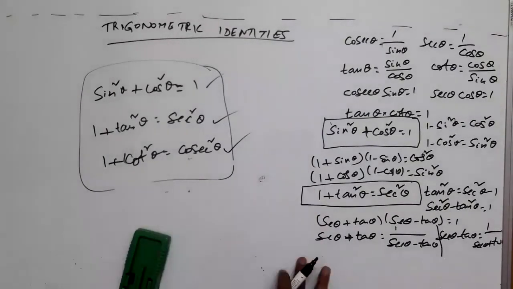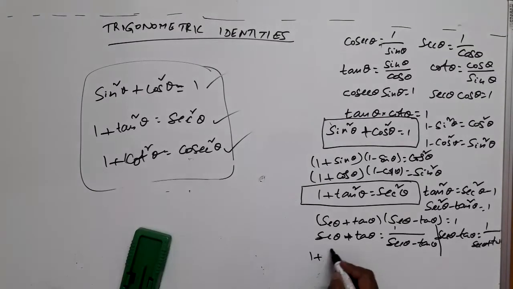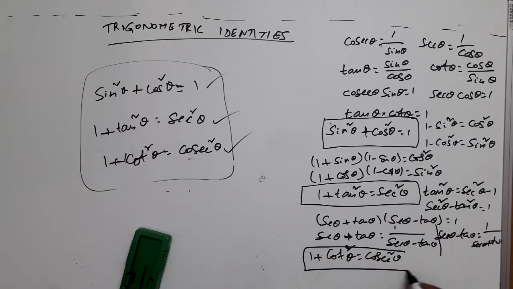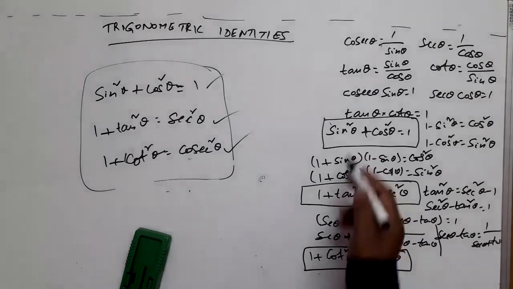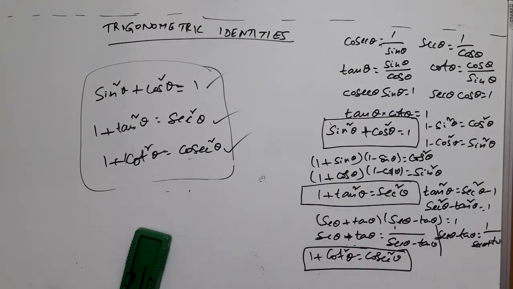In the same way, I am writing 1 plus cot square theta is cosecant square theta. This is the third identity we are having. You are supposed to remember these identities. Sin square theta plus cos square theta is 1. 1 plus tan square theta is equal to secant square theta. 1 plus cot square theta is cosecant square theta. From this, of course, what can I write?